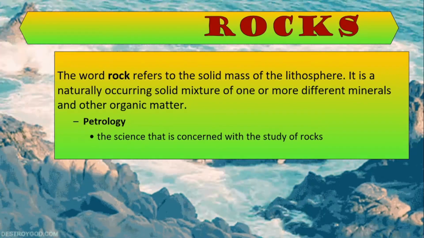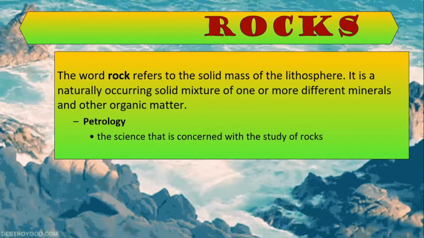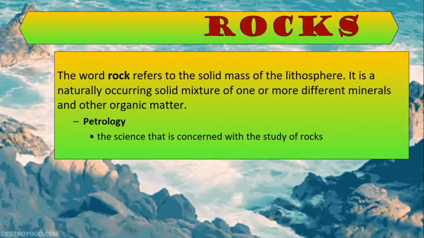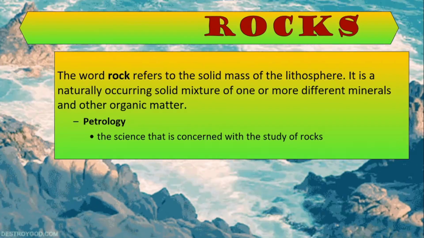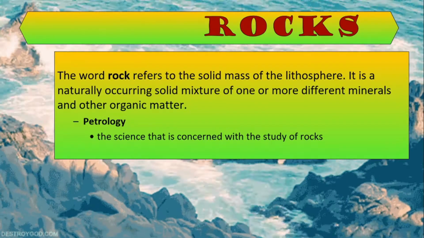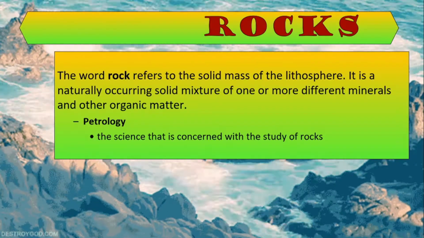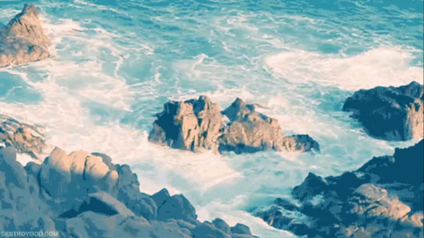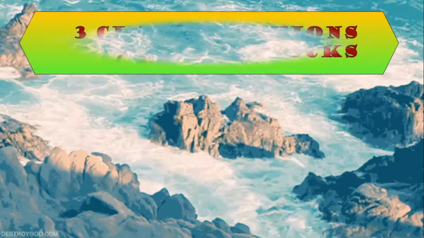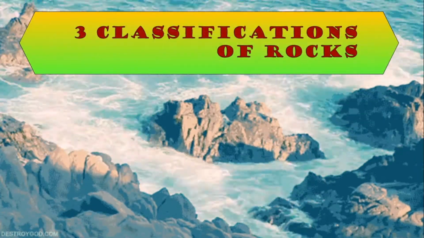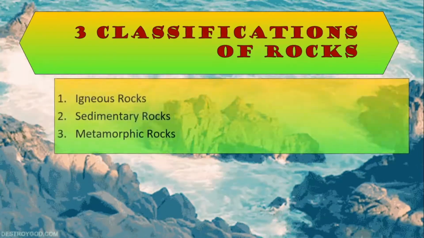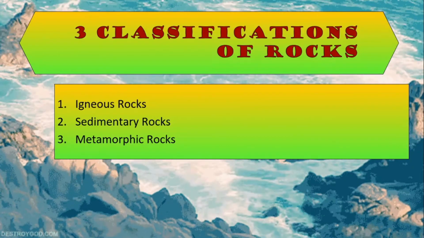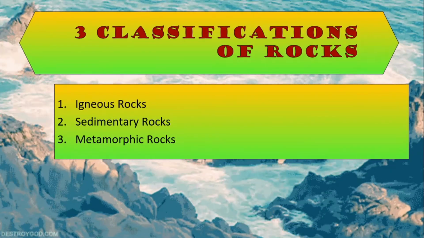The properties of the rock as a whole are a composite of those of its various mineral constituents. The number of rock-forming minerals that are common is limited, but they combine through a multitude of processes to produce an enormous variety of rock types. So what are the three classifications of rocks? First, we have igneous rocks, sedimentary rocks, and the last, metamorphic rocks.